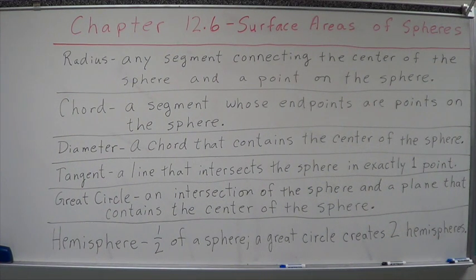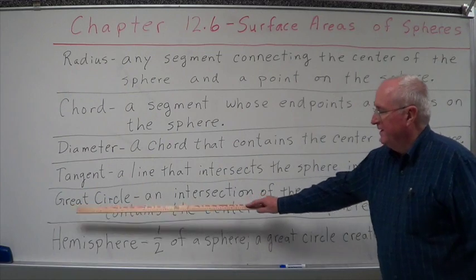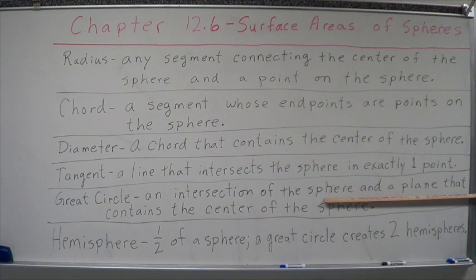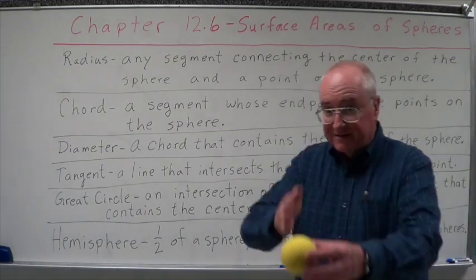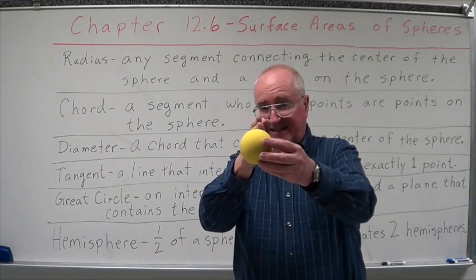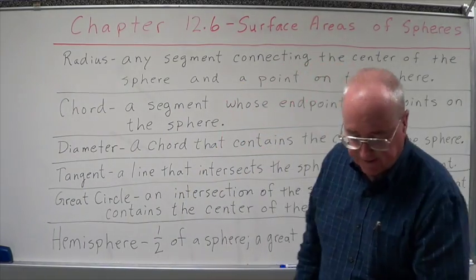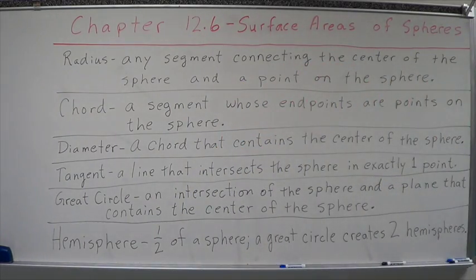Now here are some new ones. A great circle. A great circle is an intersection of the sphere and a plane. The sphere is a solid, a plane would be like a sheet of paper, and that intersection contains the center of the sphere. It would make a circle. So if we were to slice this thing down the center, containing the center of the sphere, we would make a circle. We would have a circle.